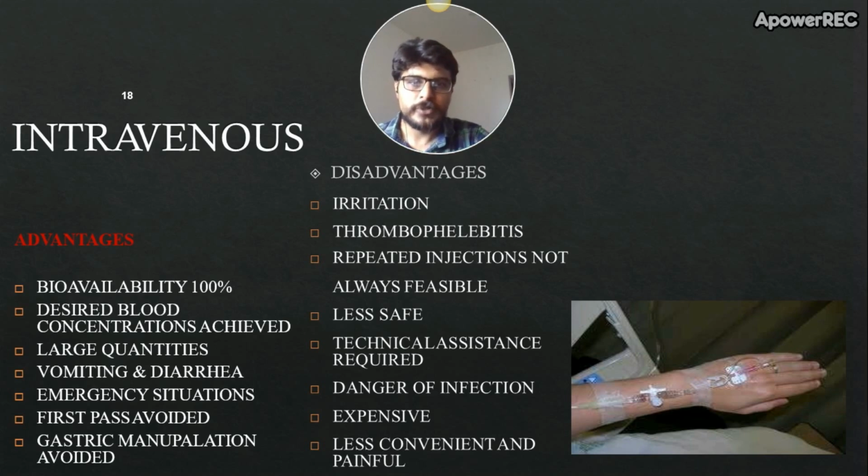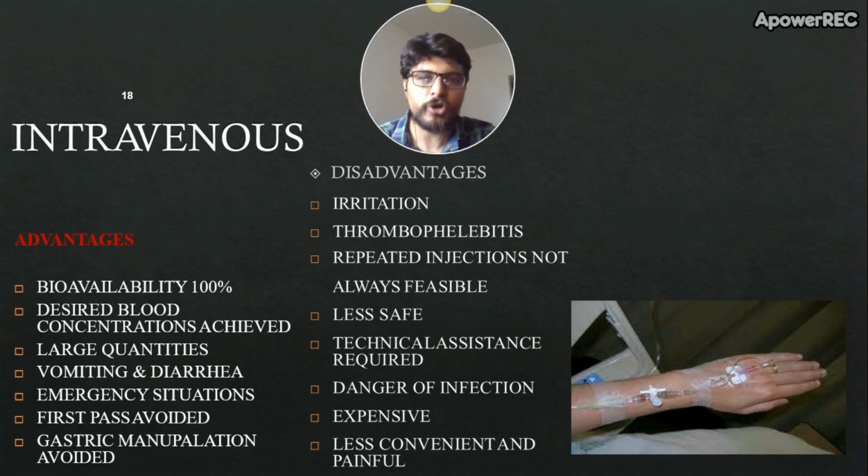What happens when the patient has a problem of vomiting or diarrhea with the oral route? It can be given to that kind of subjects. Emergency situations can be handled via the intravenous route of drug administration. First pass is totally avoided and gastric manipulation is also avoided. There are also several disadvantages of the intravenous route. The very first is irritation.